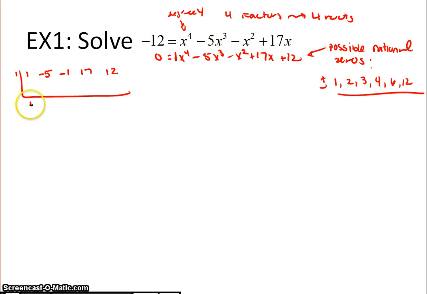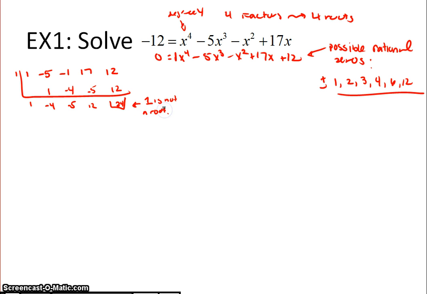Okay, so bring down the 1. 1 times 1 is 1. Add your column. Multiply. Add your column. Multiply. Add your column. Multiply. And you get 24, so it does not equal 0. This tells me that 1 is not a root.